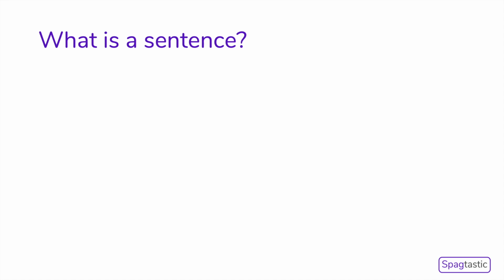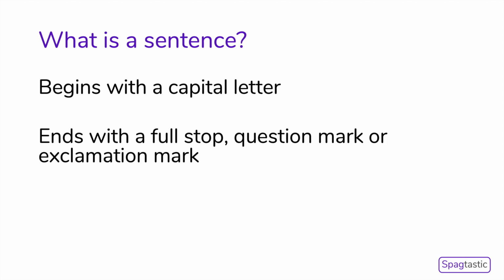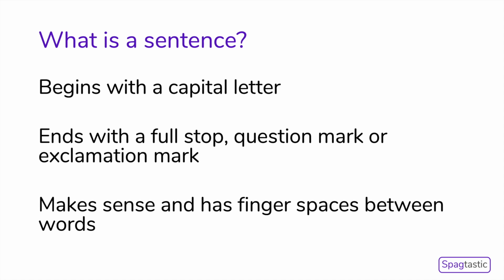Let's begin by thinking about what is a sentence. A sentence is a group of words that works together. A sentence must begin with a capital letter and it will end with a full stop, a question mark or an exclamation mark, depending on the kind of sentence it is. A sentence makes sense and has finger spaces between words.